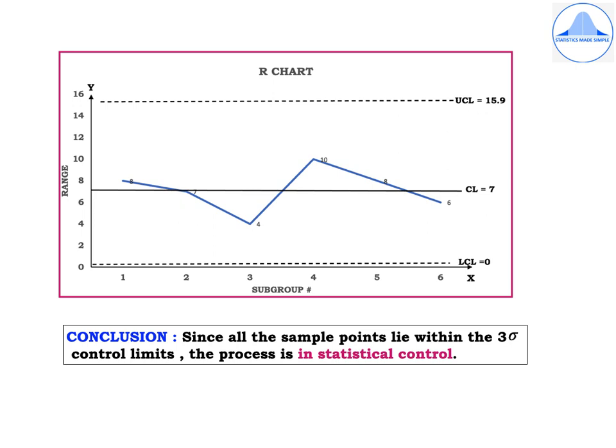Next, we mark the central line, that is CL, which is equal to 7 as a dark line. The UCL is marked at 15.9, which is a dotted line, and the LCL is marked at the x-axis, which is equal to 0. Then corresponding to each sample, we mark the range, and these are joined by a straight line which is highlighted in blue color. Now, since all the sample points lie within the 3 sigma control limits, we conclude that the process is in statistical control.